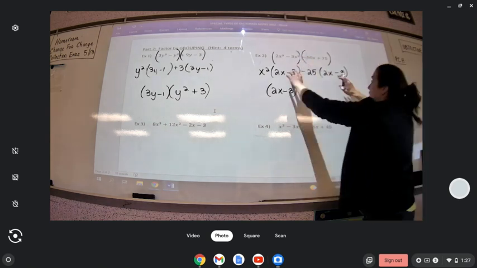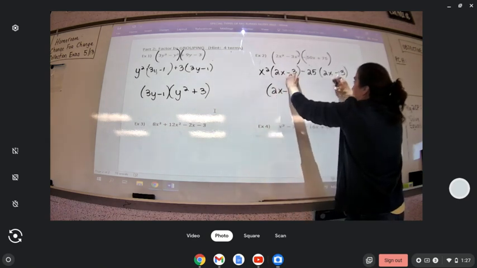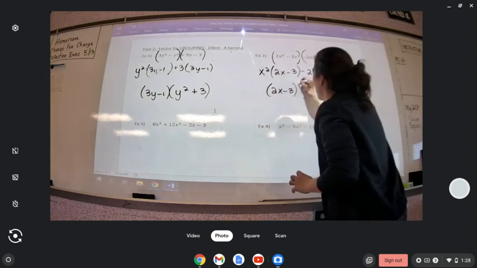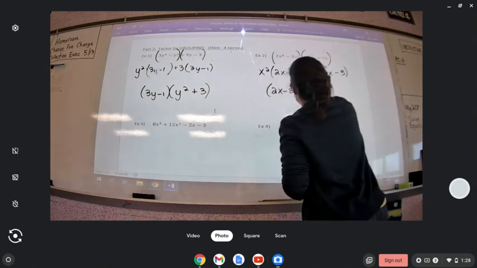All right, so now this matched. So this is going to be one of your factors. They have a factor of 2x minus 3 in common. If you take that out, what's left? x squared minus 25. That is your second factor.